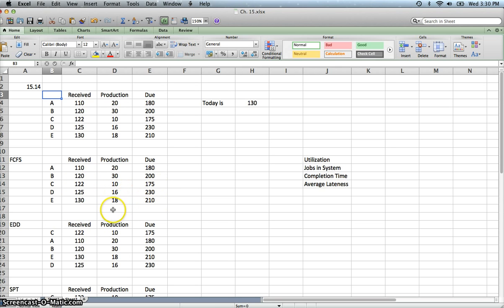Now there's a couple things we need to calculate to do these things. So we are going to evaluate this process based on utilization, jobs in system, completion time, and average lateness. Some of the terms your textbook uses is average tardiness, that's lateness. Average flow time has to do with the completion time. Average number of jobs in the system, pretty straightforward. And it may not call for utilization, but utilization is another important measurement that you should always do.